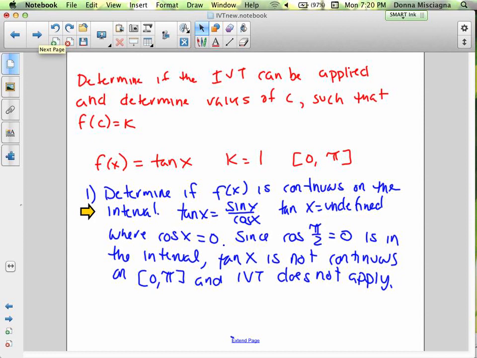Right, so tan x is equal to sine x divided by cosine x. Tangent x is undefined where cosine x is equal to 0. Since cosine of pi halves is 0 and is in the interval, tangent x is not continuous on 0 to pi. It's got an asymptote. And the intermediate value theorem does not apply. If your function is not continuous, you need to show why and state that the intermediate value theorem does not apply. And we're done with this one.